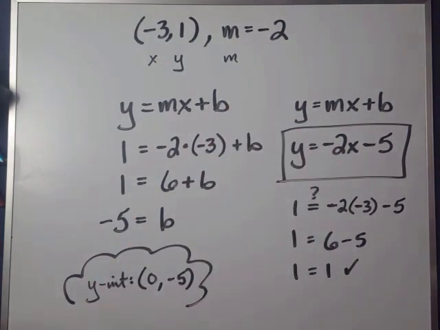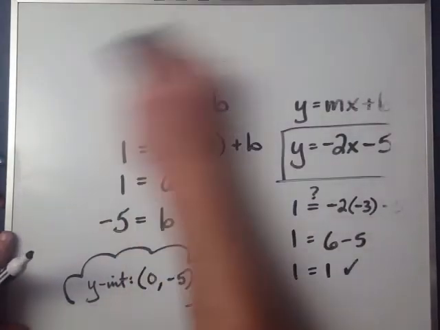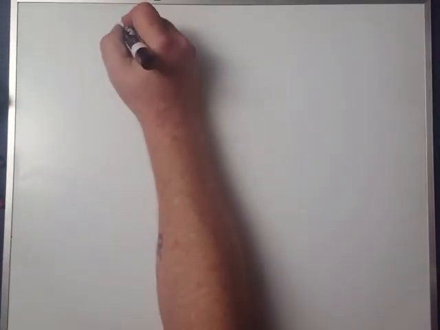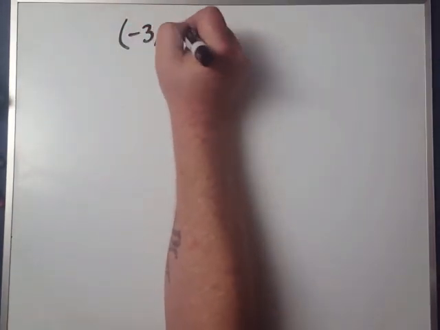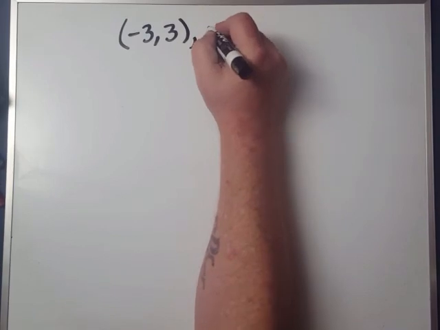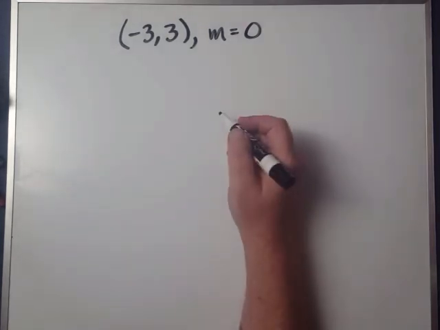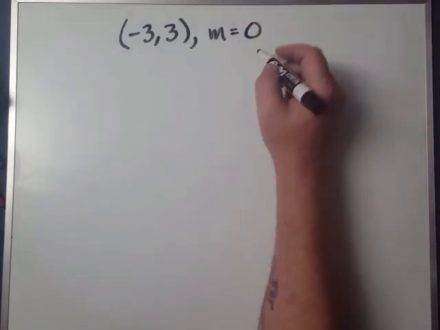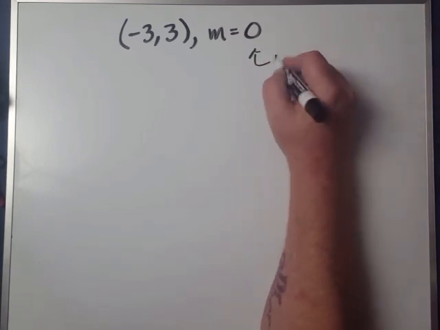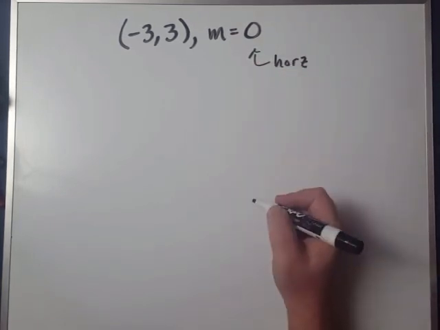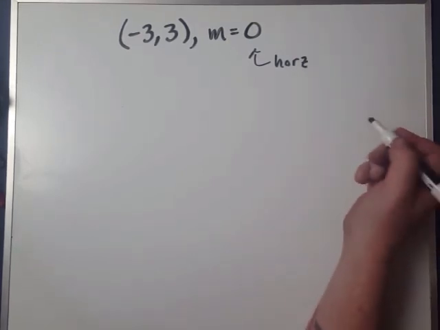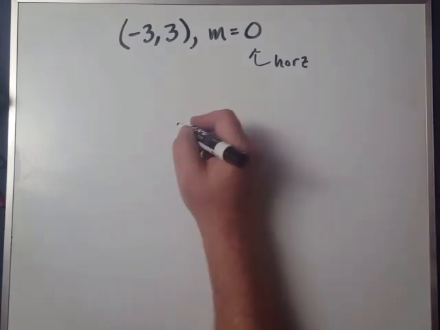Number 60. In number 60, the point given is negative 3, 3, and the slope given is 0. So we already know what? This is going to be a horizontal line. Horizontal lines look like what? Y equals some number. Well, what number?